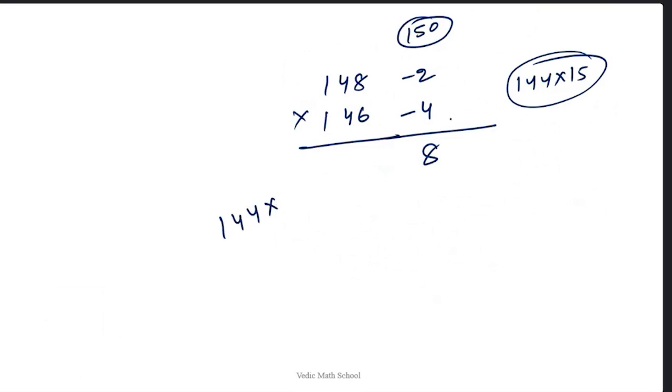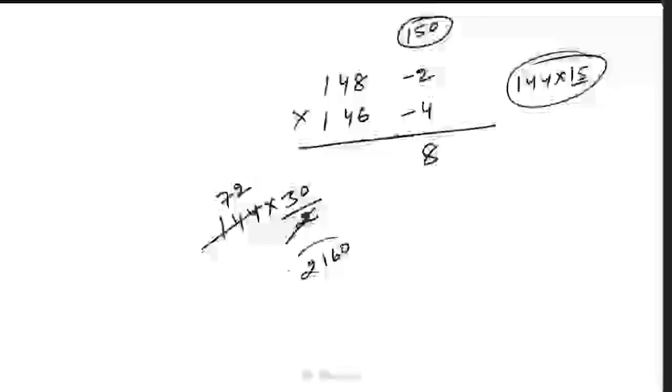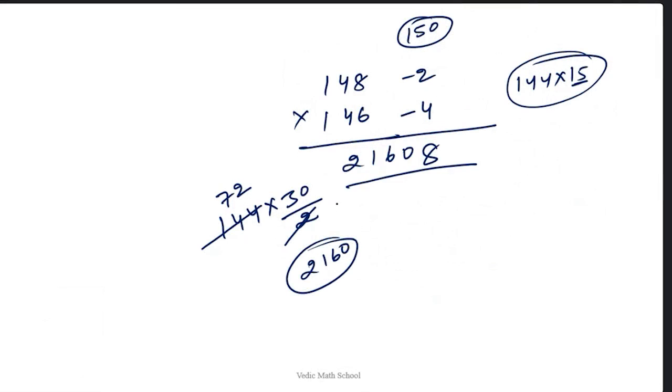144. And instead of multiplying with 15, I'm going to do it 30 by 2. Can we do it? It will become easy for me because I'm going to cancel it out. If you cancel, it will become a 7 and this will become a 2. Now 72 into 30 is 2160. Answer. Get it? Very simple.